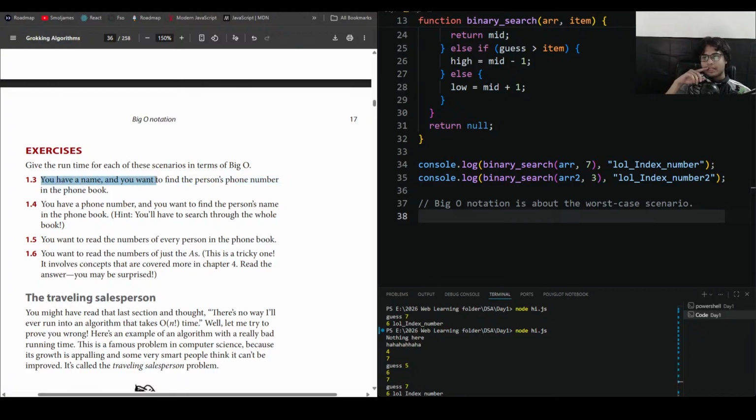You have a name and you want to find the person's phone number in the phone book. That's O(log n).